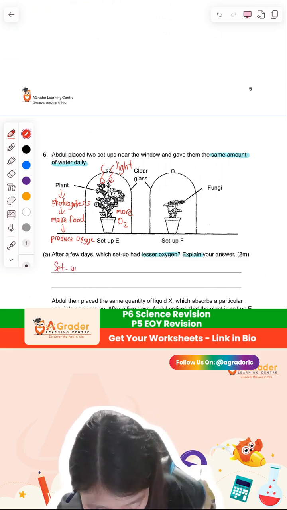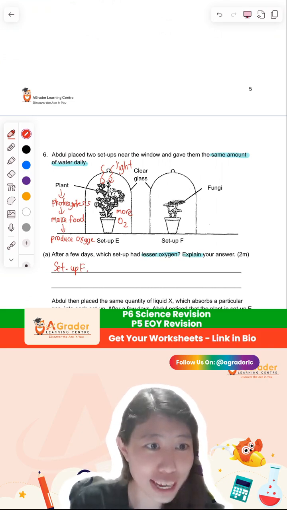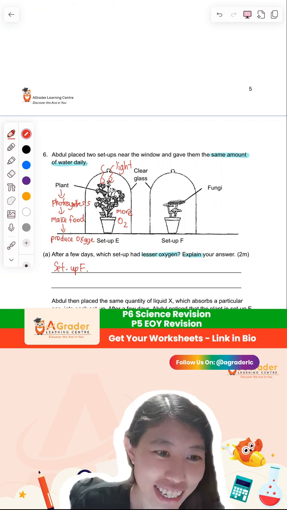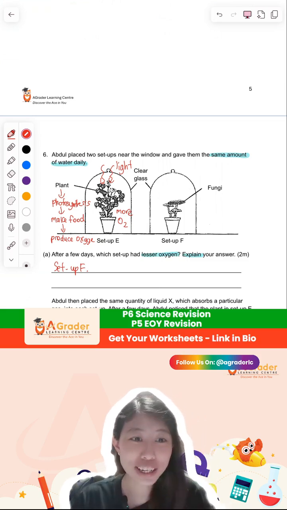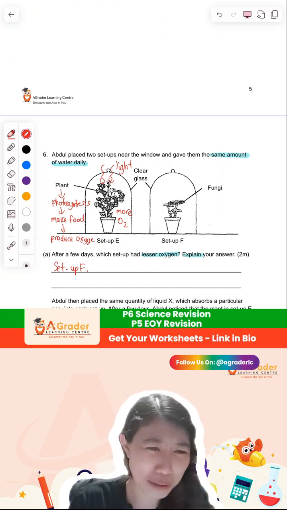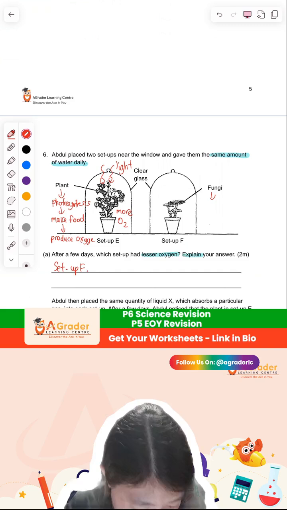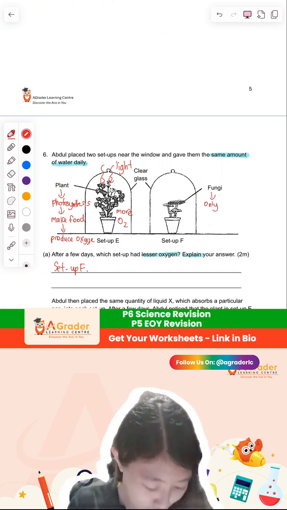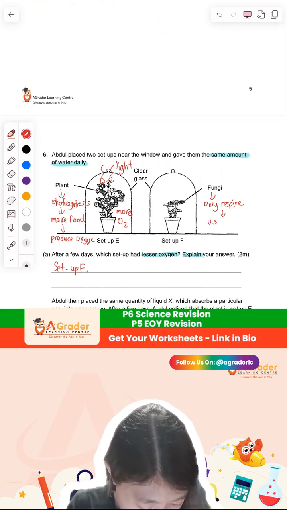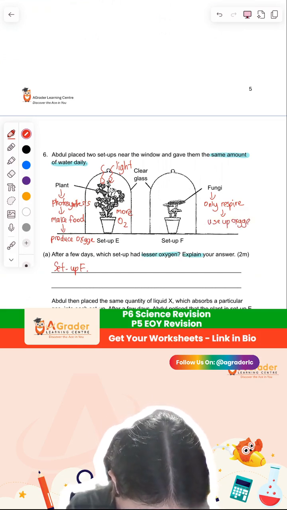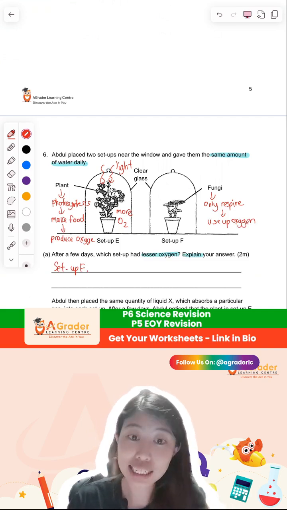So let's write this one down. So why setup F? Because fungi. Sorry. Can fungi photosynthesize? Can fungi go through photosynthesis? No, very good. Yes, fungi cannot go through photosynthesis. Can only do what? Respire. Very good. So when they only respire, it means they use up oxygen. And when they use up oxygen, it will cause the jar to have lesser oxygen in it.